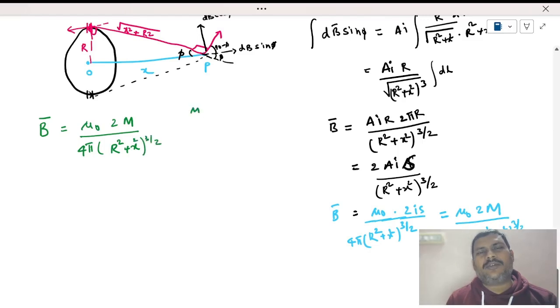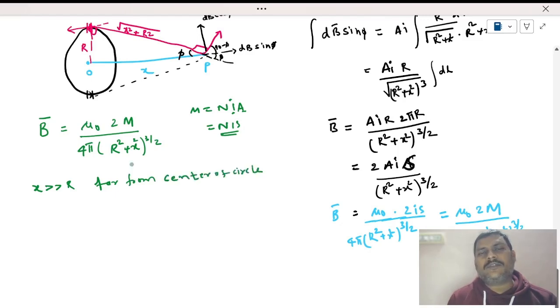So magnetic moment is equal to NIA. N is the number of coils, I is the current, A is the area of the cross section. According to Sommerfeld, we write NIS as the magnetic moment. Now if you see this formula clearly, where x is very much greater than r, meaning a point very far from the center of the circle, x is very greater, then r will be neglected.